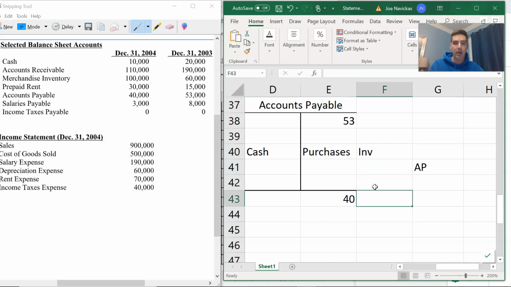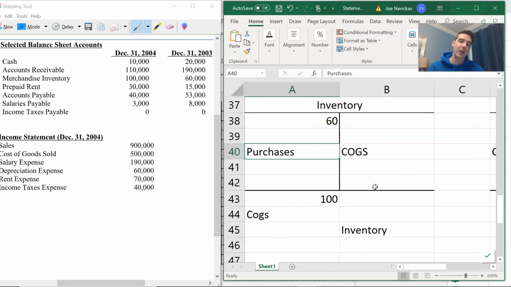Because when we pay off a liability, we debit the liability and we credit cash. So this debit to the payable represents the liability going down. So there's a two-step approach to solve for cash paid to suppliers.